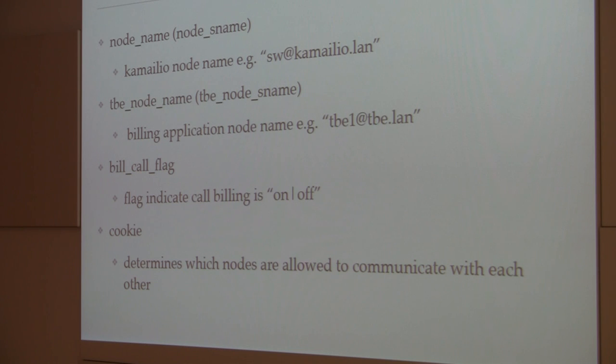So this name looks like an email address, but actually this is its host name. This is the node name, but on one host we can have many nodes. As I said, it's just partitioned by the cookie. We also use a billing call flag to know that we billed that call. We set and reset that so that when the script executes at the end, we know whether we started billing or not. As I said, the cookie is what we use to connect those nodes.